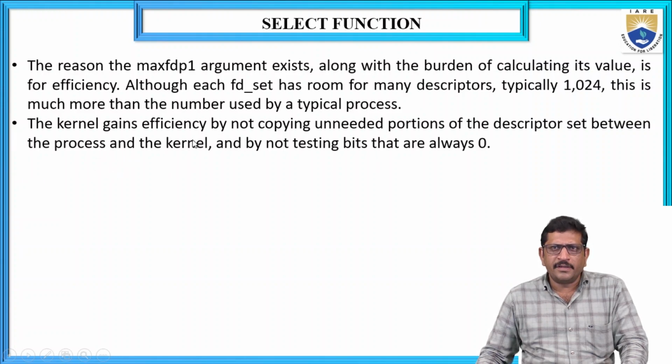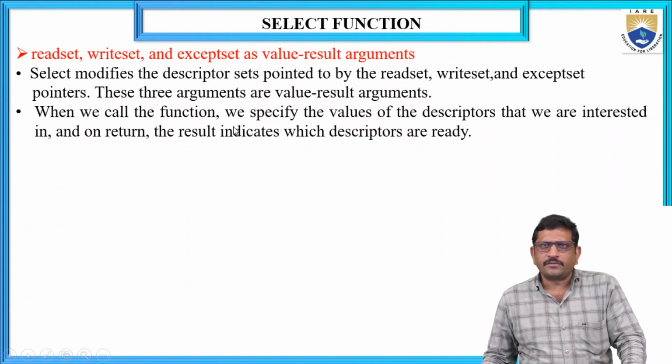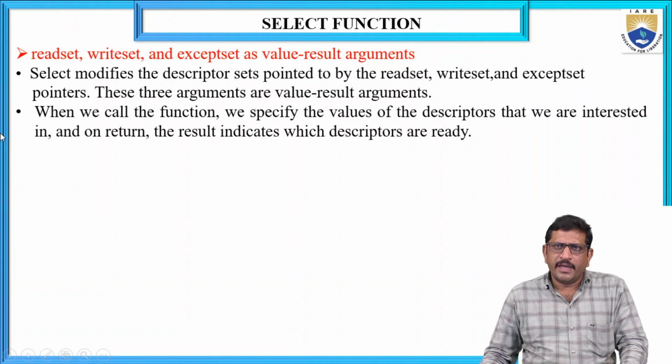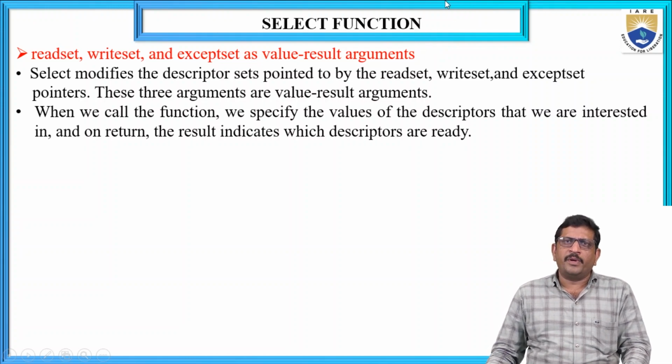The kernel gains efficiency by not copying the unneeded portion of the descriptor sets between the process and the kernel, by not testing bits that are always 0. Here the read set, write set and accept set have value-result arguments. Now we are using it. These are all value-result arguments.